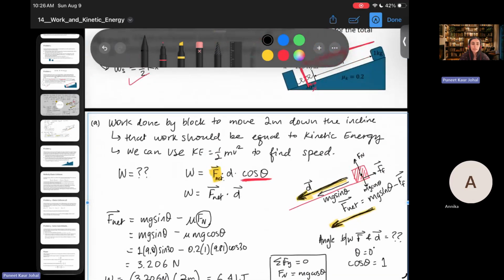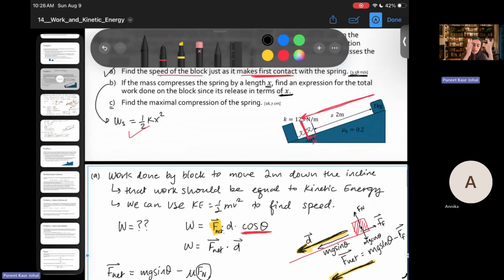Okay, good. Let's do maximum compression of the spring. Maximum compression of the spring could be whatever. Let's just say it's X because we don't really know what the maximum compression is. But let's understand what happens at the maximal compression. You're finding X? Yes, we're finding X. What happens at maximal compression? And by that, let's say what happens to the speed.